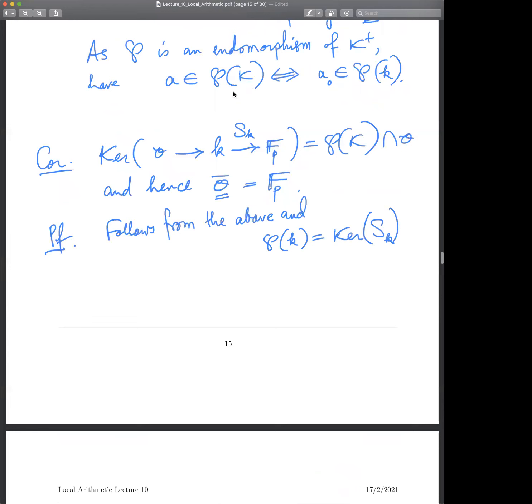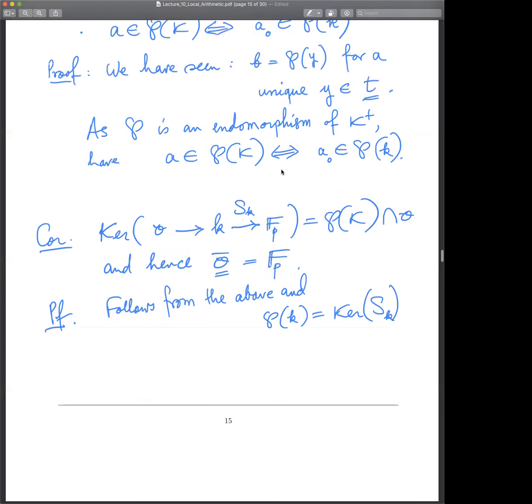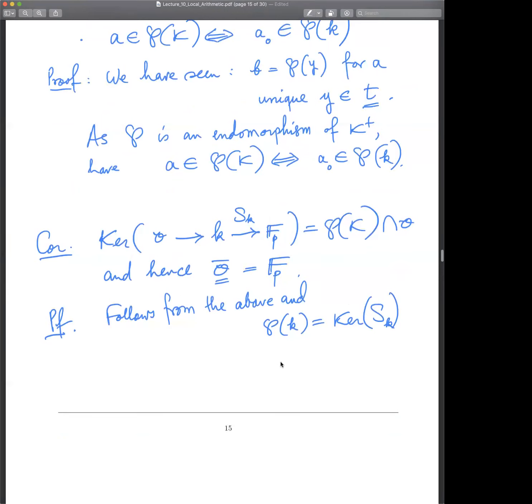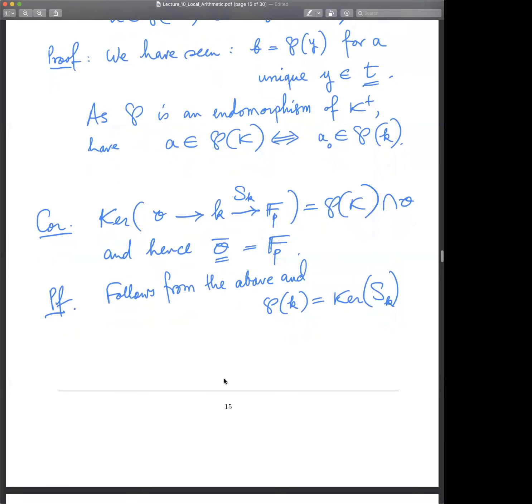So this is really just a translation of what we have been doing, and the only thing which is being used apart from this proposition here is that the image of P on K is equal to the kernel of this trace map. So you just write down these things, and that's an immediate consequence of what we have been doing.